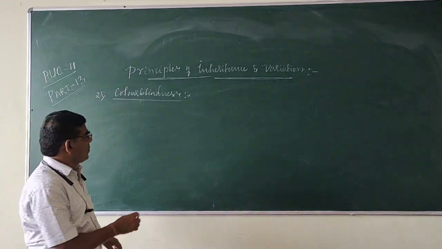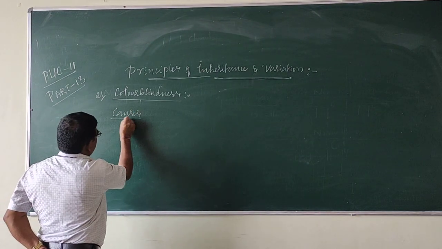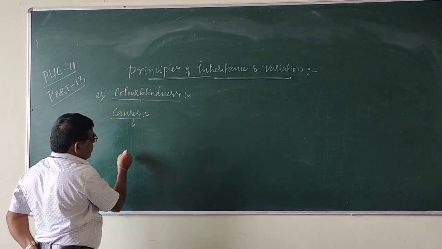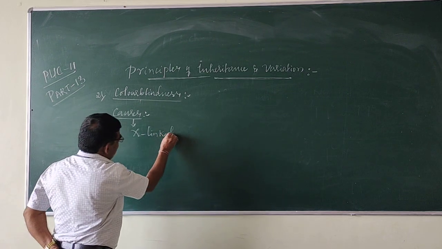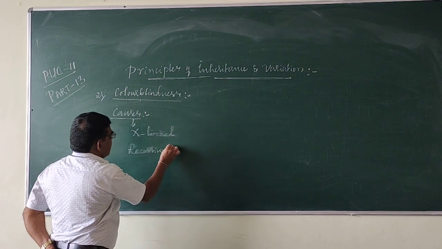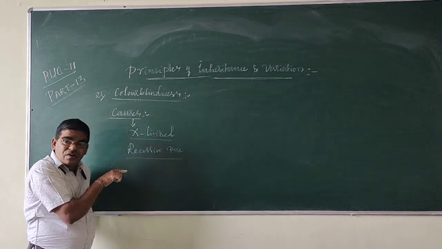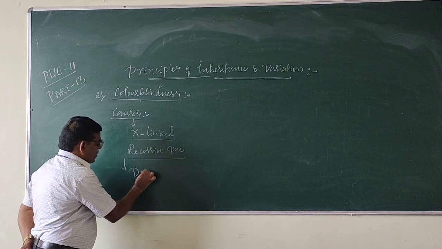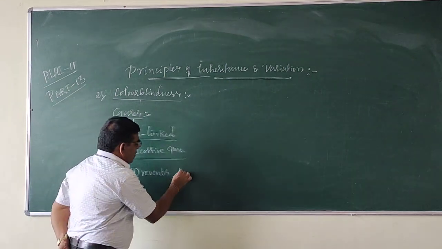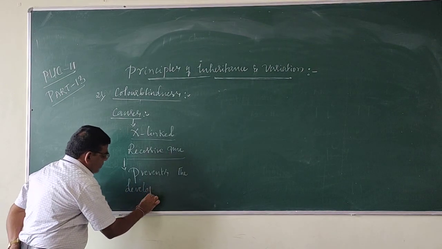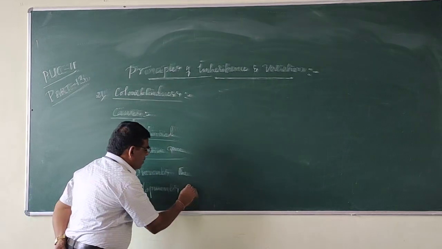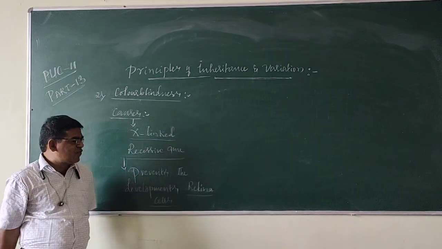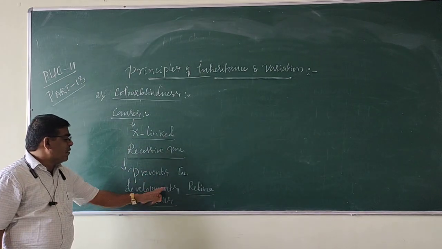Next, causes. You know already the causes of color blindness. Color blindness is caused due to the presence of an X linked recessive gene. This defective gene prevents the development of retina cells.